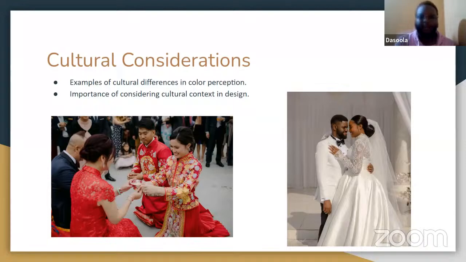The two images that are on screen are showing examples of the same type of event, but from two different parts of the world. Same type of event, a wedding. The image on the left is a Chinese wedding, and the image on the right is a regular Western wedding, the white wedding, the church wedding.